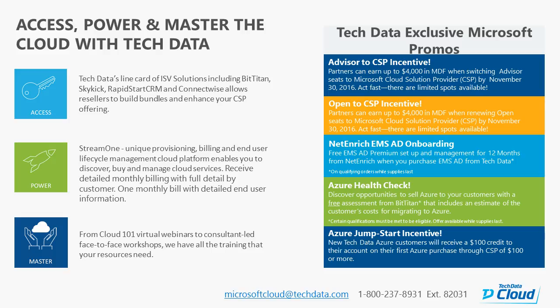So some of the promos that we've got at Tech Data include an advisor to CSP incentive. Through the end of November, there is the ability for you to get up to $4,000 in MDF when switching some of your advisor seats to Microsoft Cloud. If you've got some of those older customers who are looking to move from the open program to CSP, same thing. I hope you can tell that the acronym of the day is CSP, CSP, CSP, right? We want more and more of you to make that transition, especially into Tech Data Stream 1.